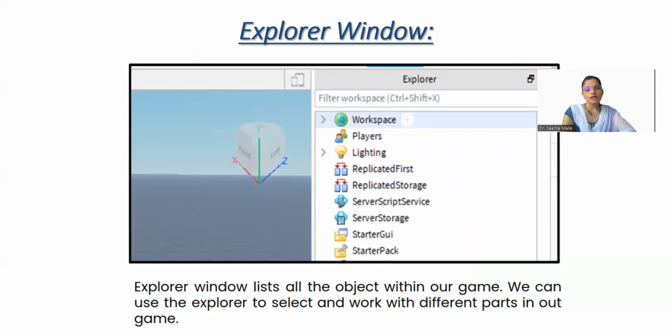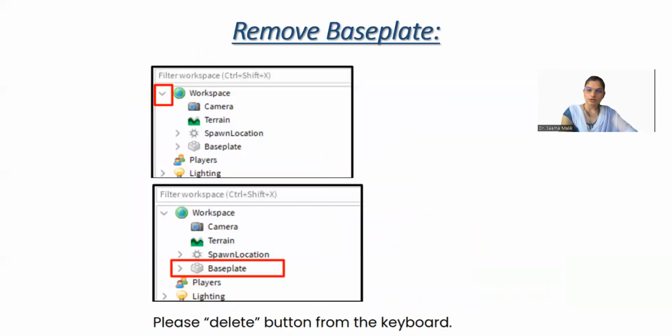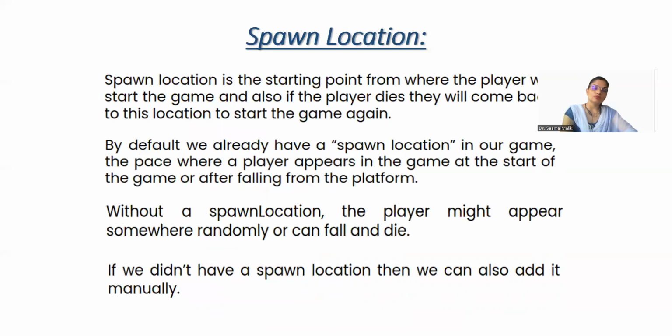This is your Explorer window, and there is an option, Workspace, which is already selected. We can use the Explorer to select and work with different parts of our game. So we select our workspace part. Then you need to go to the base plate part, which is marked in red. So there is the base plate. When you press Delete on your keyboard, your base plate part is removed. So when the base plate is removed, you are left with only one object, your spawn location.